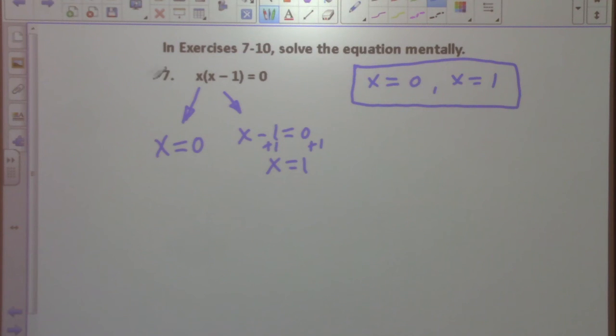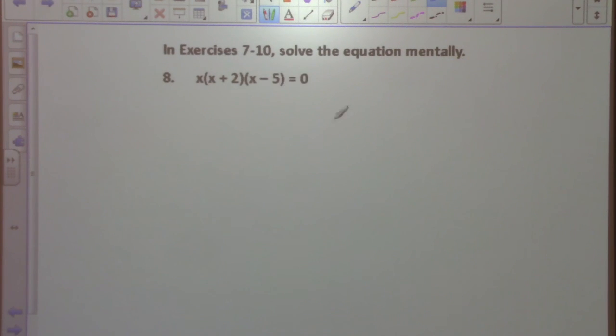If you look at, for instance, number 8, what are the answers for number 8 mentally? X equals 0, x equals -2, and x equals 5. And those will be our answers, right? That's really pretty simple, and you can see that's very simple to do mentally, right?